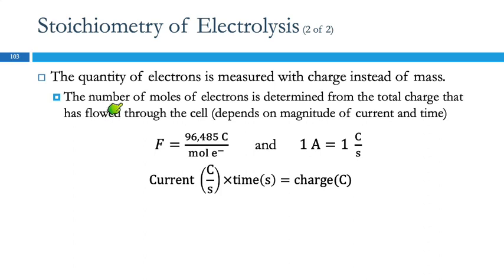So the number of moles of electrons is determined from the total charge that goes through that cell. And of course, that's going to depend on the magnitude of the current and on the time. But we've got the Faraday constant, this many coulombs per mole of electrons, and we can look at the current flowing, which is coulombs per second. So we take the current, coulombs per second, and we multiply by the time in seconds, and we get the charge in coulombs. And then we can use Faraday's constant to convert coulombs into moles of electrons. Clear as mud.